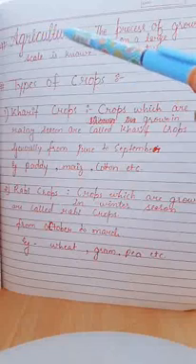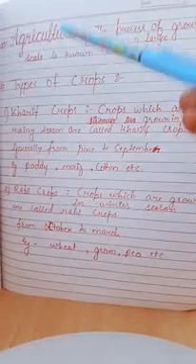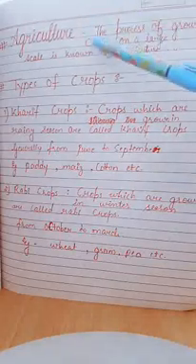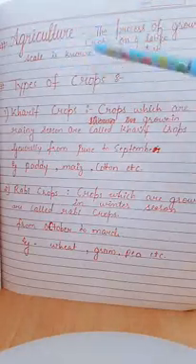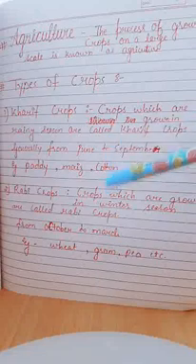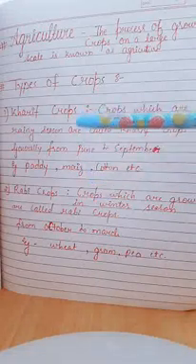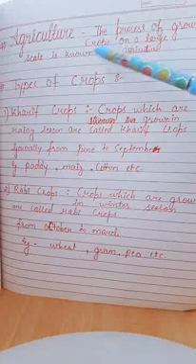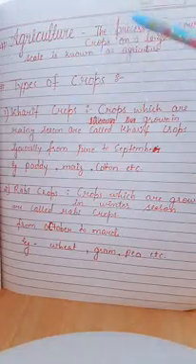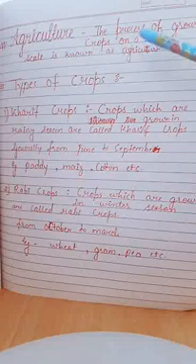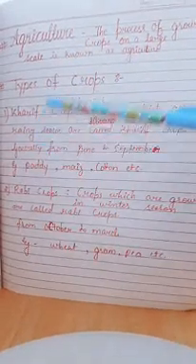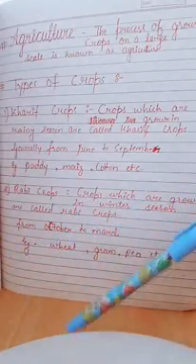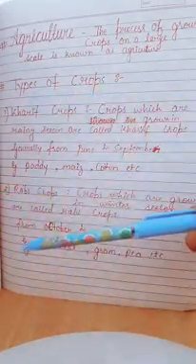Next we will discuss agriculture. What is agriculture? The process of growing crops on a large scale is known as agriculture. It means when farmers grow crops in a field on a large scale, it is known as agriculture. And the process from production of crops to management of crops is known as agriculture practice.